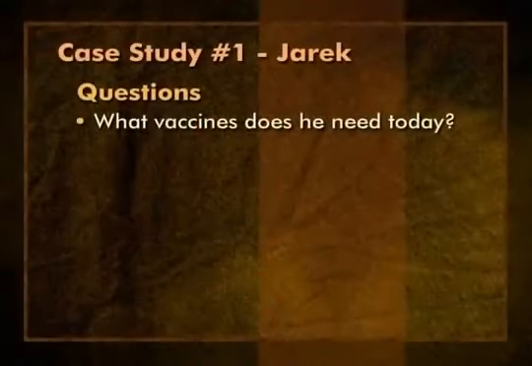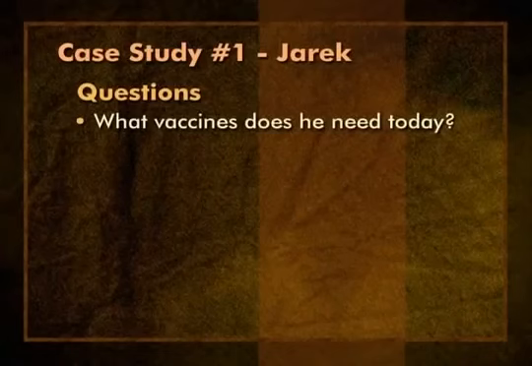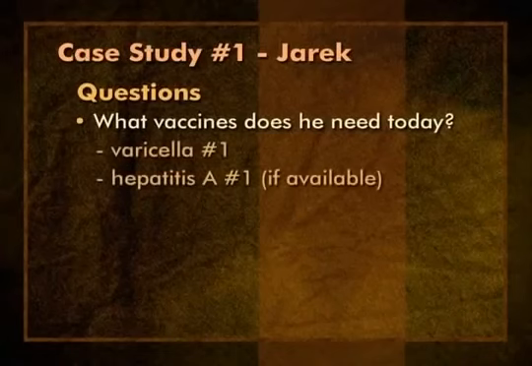There are two main issues with Jarek. First, his previous vaccines were given on a schedule that's typical in Europe. You'll need to look closely at the timing and spacing of the vaccines he received in Poland to determine if they will comply with U.S. minimum ages and intervals. Second, you need to determine if he has any contraindications or precautions to the vaccines he needs today. So here's the first question for Jarek. What, if any, vaccines does he need today?